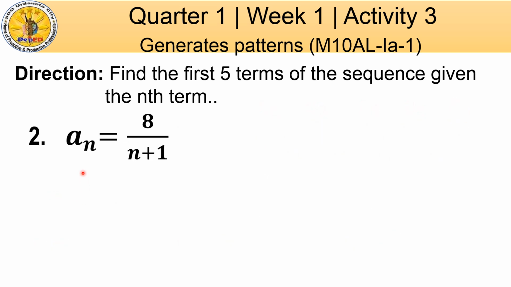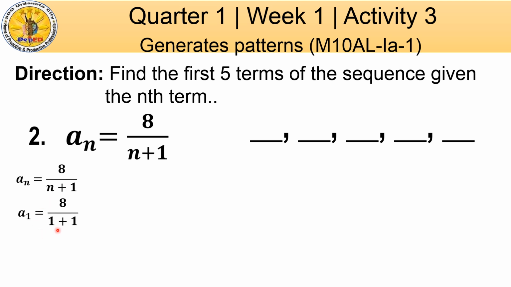Example number 2, a sub n equal to 8 over n plus 1. Find the first 5 terms. So to find the first term, replace n by 1, and that is 8 over 1 plus 1. And that is equal to 8 over 2, or simply, your first term is 4.